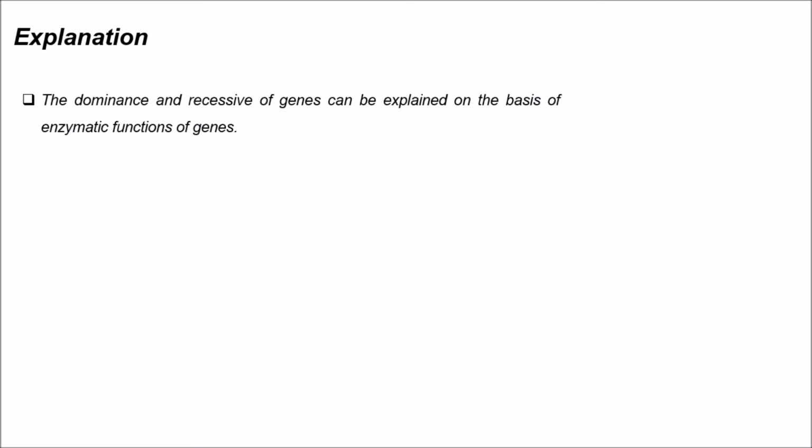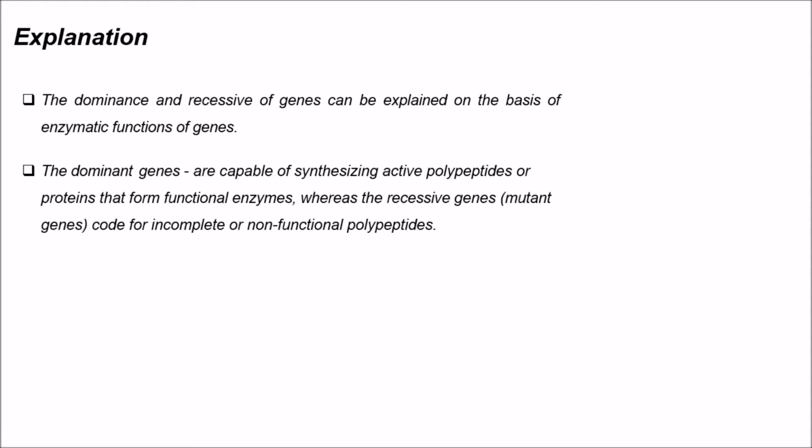Coming to the explanation of the law of dominance, the dominance and recessiveness of genes can be explained on the basis of the enzymatic functions of genes. So how do we explain the dominance or recessiveness of genes? It can be explained like this: the dominant genes are capable of synthesizing active polypeptides or proteins that form functional enzymes, whereas the recessive genes, the mutant genes, code for incomplete or non-functional polypeptides.